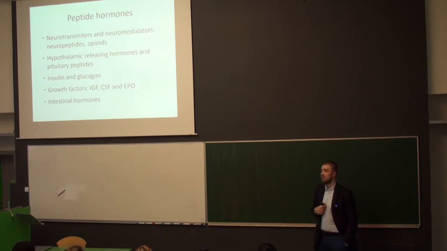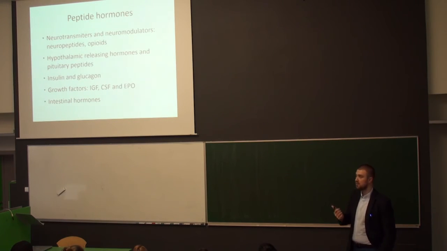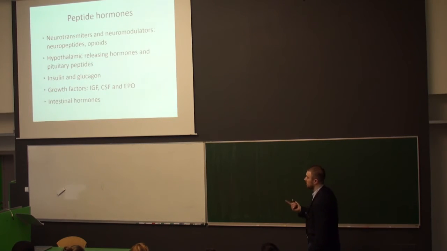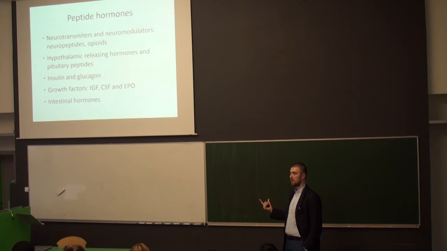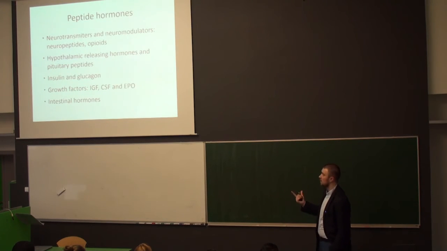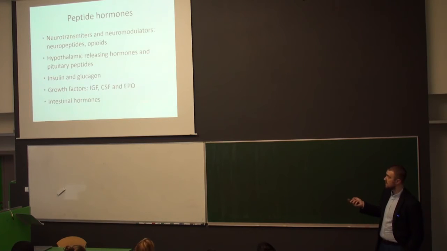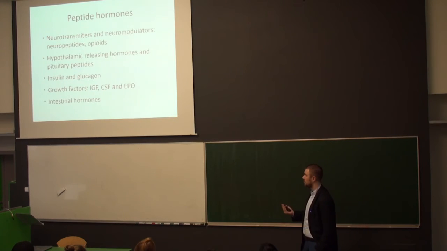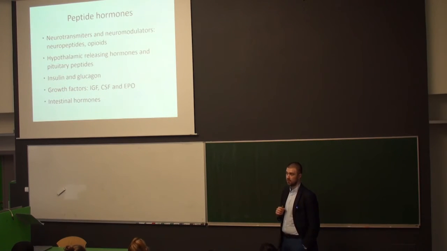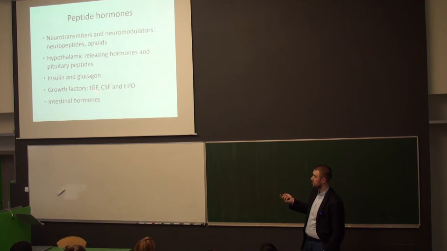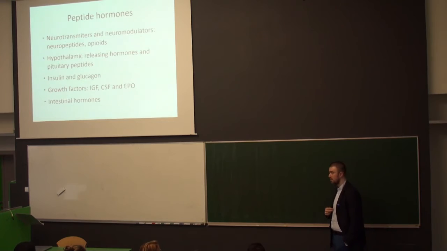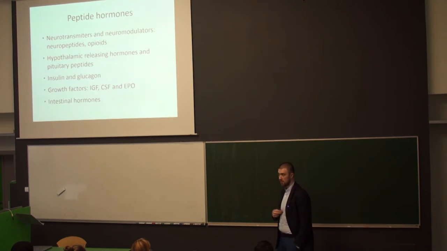The main hormones of the intermediary metabolism, of the energy metabolism, insulin and glucagon, are also peptides. Cortisol is not, but insulin, glucagon, and growth hormone are peptides. Then many growth factors, such as erythropoietin that induces hematopoiesis, the production of red blood cells, colony stimulating factors, or insulin-like growth factor are also typically peptides. And a very big group of intestinal hormones, such as gastrin or secretin, are typically also peptides.